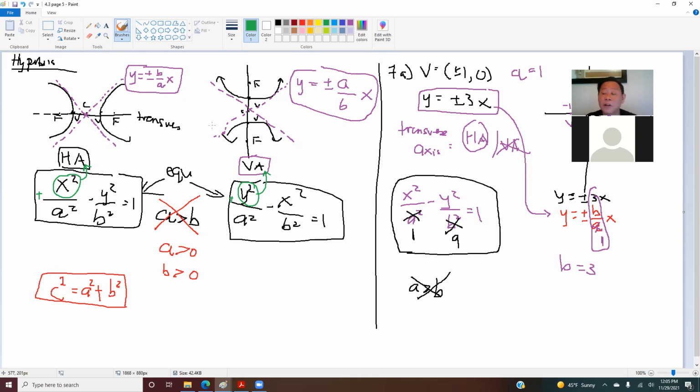So this is how we figure out the hyperbola in this case. Figure out which one is positive.